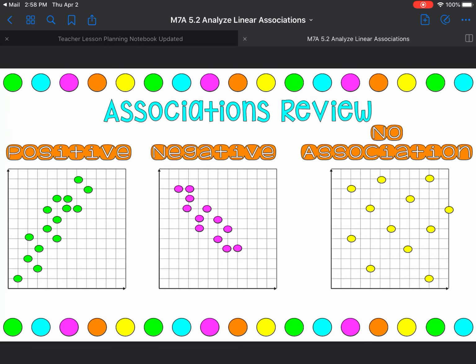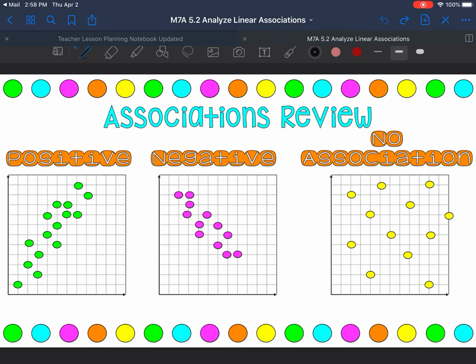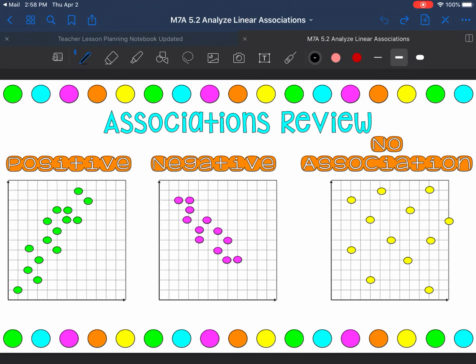So let's do some association review. Right here, our very first one we're going to take a look at is our positive association. All of our dots are going in a positive uphill motion, so those are going to be positive, almost like a roller coaster. They're all on that upward slant.